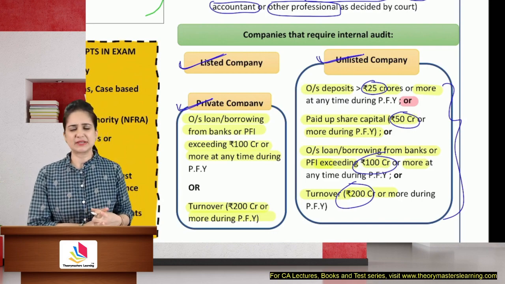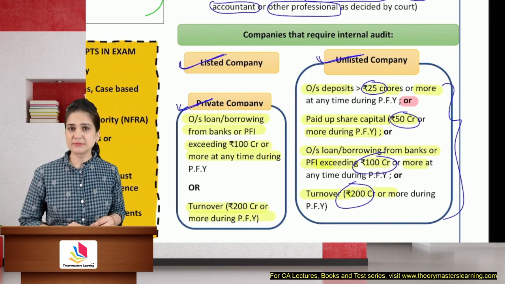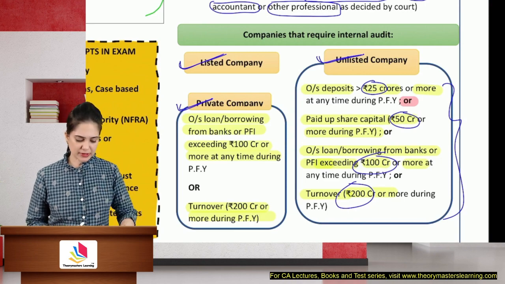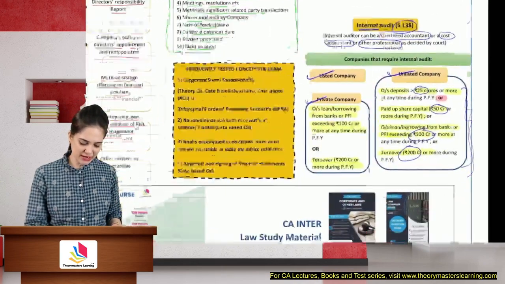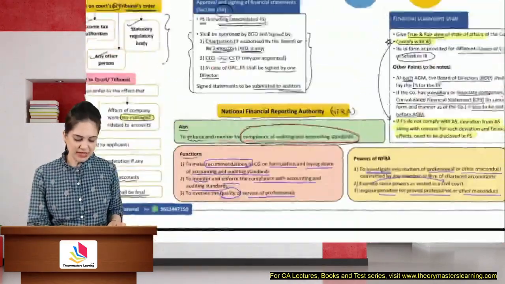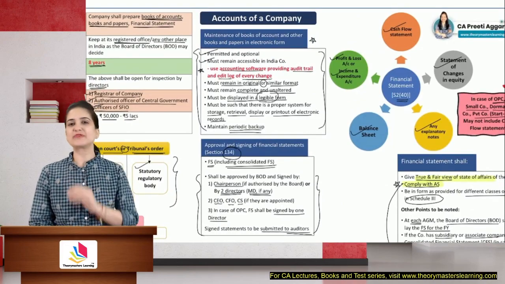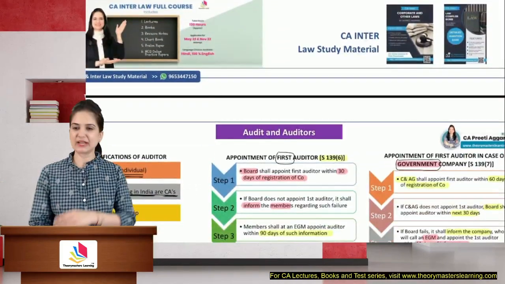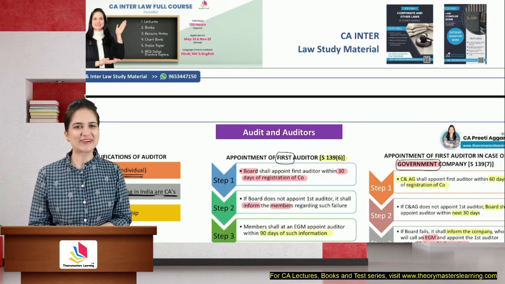Internal auditor, as I discussed, does an in-depth analysis of the systems and processes, and tries to find out the loopholes. Who can be appointed as an internal auditor, that we have already discussed. And with this, we come to an end of the accounts of company. I have tried to cover all the important concepts over here. Next, we will discuss audit and auditors. I love the chapter. I love the charts that we have prepared. So let's study audit and auditors.